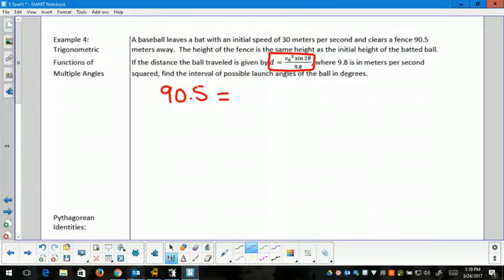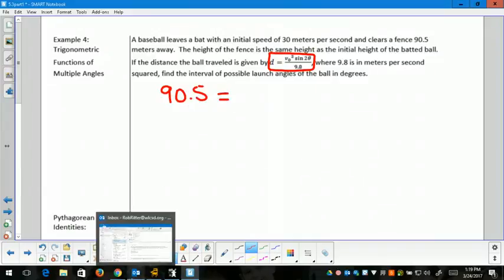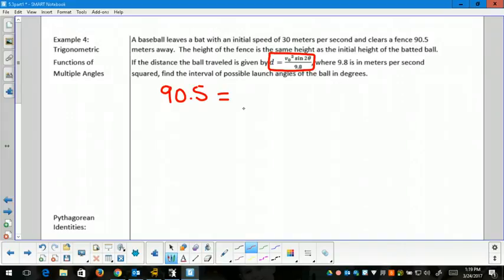What am I plugging in for V sub 0? Many of you have physics, right? Initial speed, initial velocity. So the initial velocity is 30 meters per second. I'm just going to plug in the 30, but I have to be careful because it is squared, so I have to make sure to square that number. Times sine of 2 theta, the 2 theta is inside the sine, and it's over 9.8.